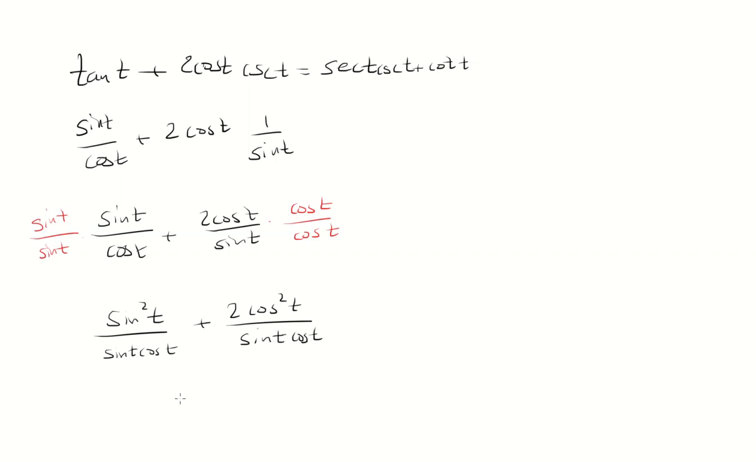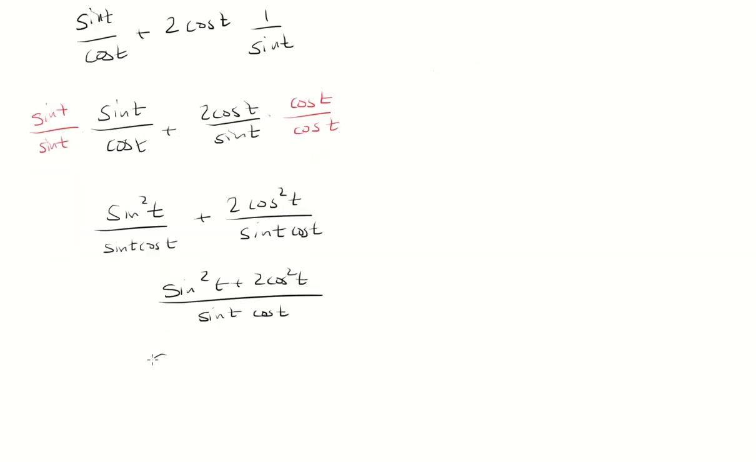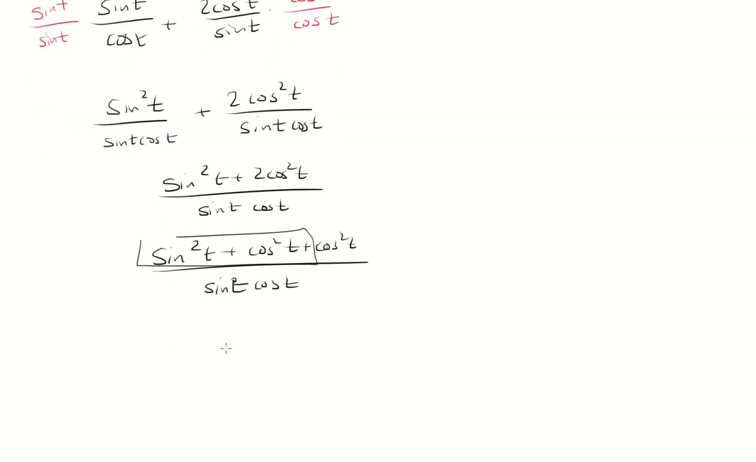They have the same denominator, so we can combine these. Sine squared plus 2 cosine squared over sine times cosine. And the 2 cosine squared is just cosine squared plus cosine squared, so we'll just write it like that. And sine squared plus cosine squared is 1. So this is 1 plus cosine squared over sine times cosine.